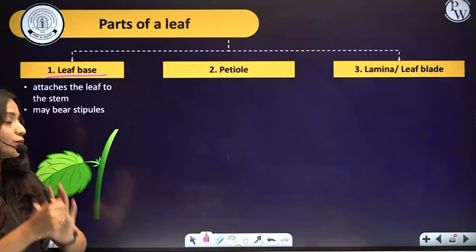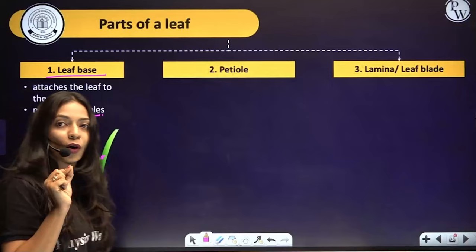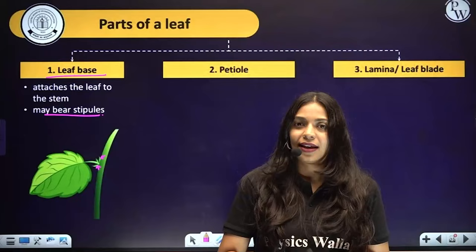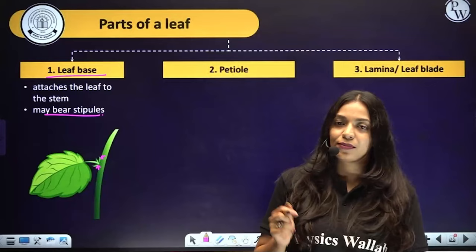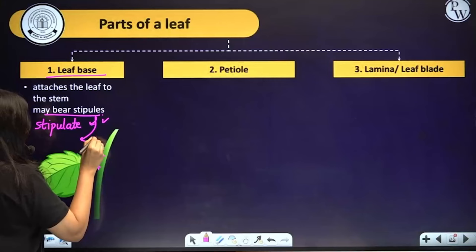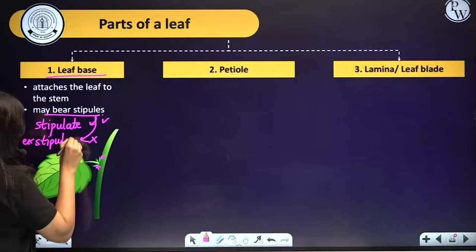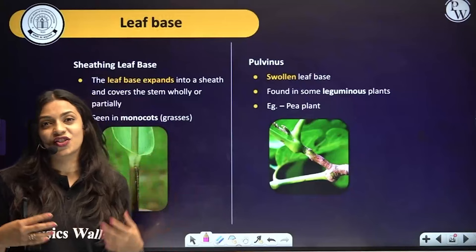Sometimes it bears stipules. What are stipules? Can you see it here? There are these small leaf-like structures that are present at the base. They are called stipules. In some plants, you can see them. So these small leafy green structures that you see at the base of the leaf are called stipules. If stipules are present in a leaf, such leaves are said to be stipulate. If stipules are absent, we say exstipulate. Next, we'll move on to the next part of the session, which is variations in leaf base.